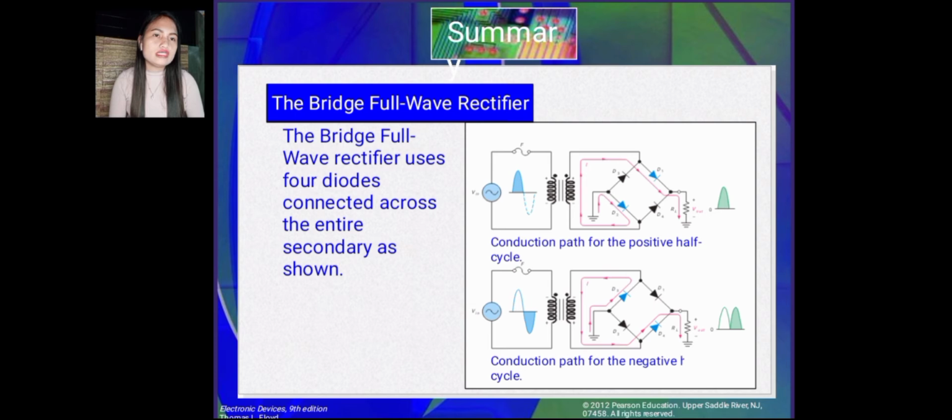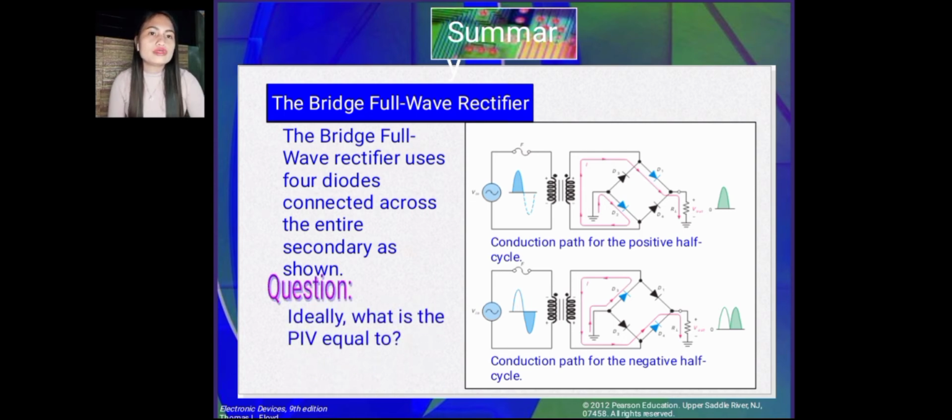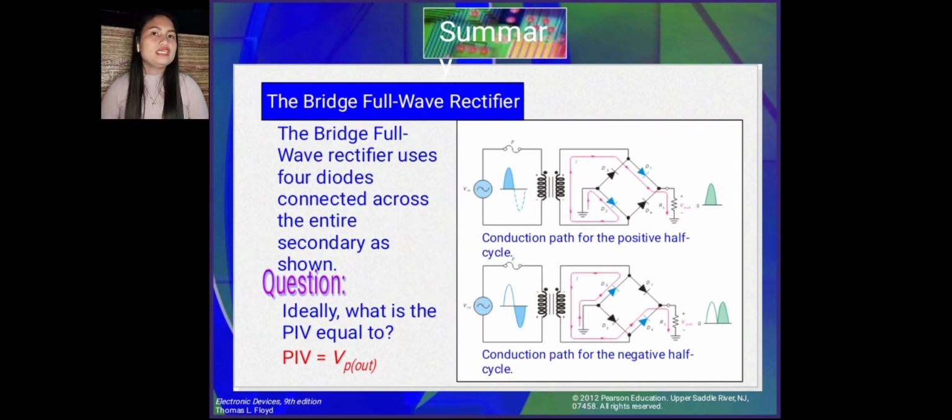So sa first illustration, ito yung conduction path for the positive half cycle. At sa second illustration naman, ito yung conduction path for the negative half cycle. So, ideally, what is the PIV equal to or yung peak inverse voltage? So, peak inverse voltage is equal to the voltage output. So, sinasabi dito na ang bridge rectifier uses 4 diodes connected as shown in the figure.